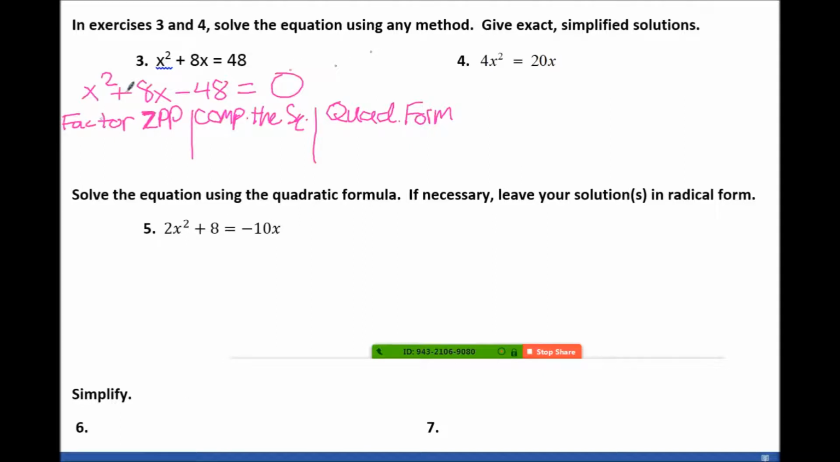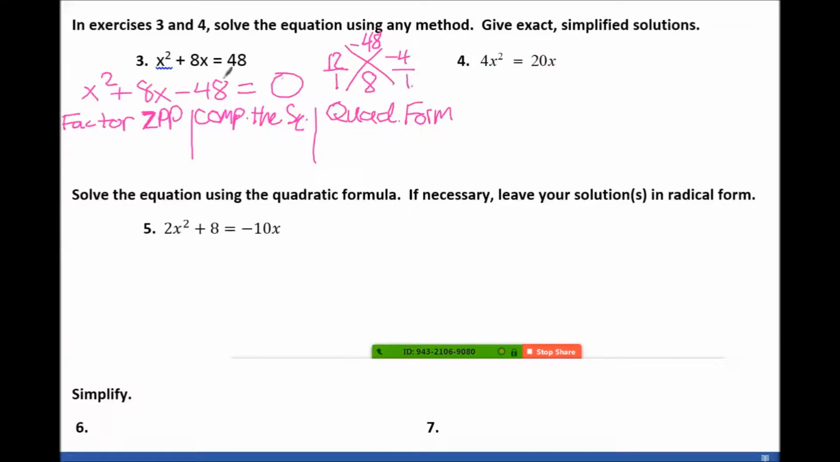So factoring, and I don't have enough space, so I'll have to do it up here. That's the x fraction method. Attic is a times c, that's negative 48. The basement is positive 8. What multiplies to negative 48 and adds to 8? I think you have 12 times negative 4. 12 times negative 4 is negative 48. 12 plus negative 4 is 8. You put that over 1.